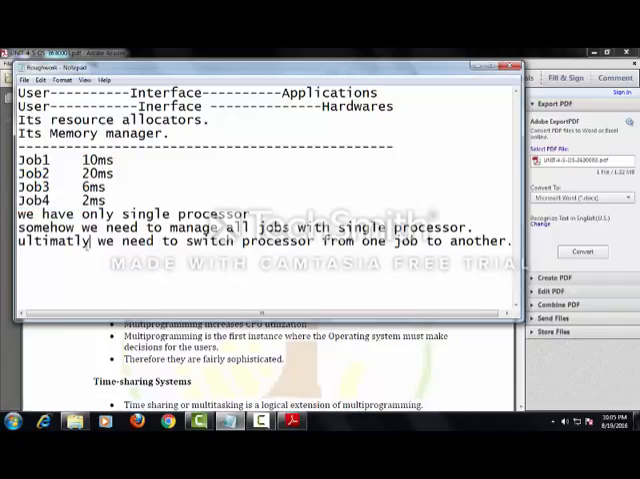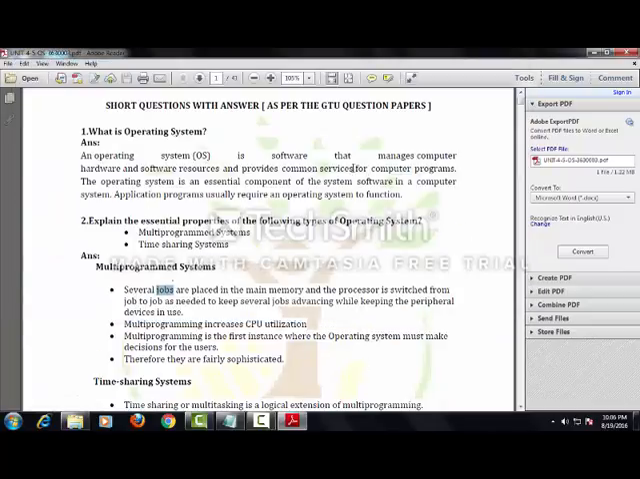The user thinks that only one job is running, but actually it is not. All jobs are running simultaneously by switching the processor from one job to another, right? This is called a multi-programmed system. So several jobs are placed in the main memory, and the processor is switched from job to job as needed to keep several jobs advancing while keeping the peripheral devices in use.